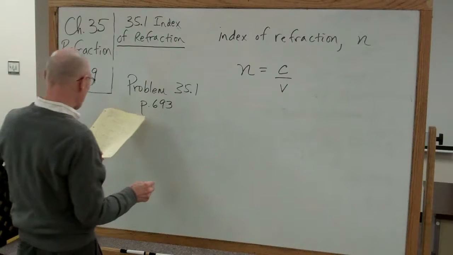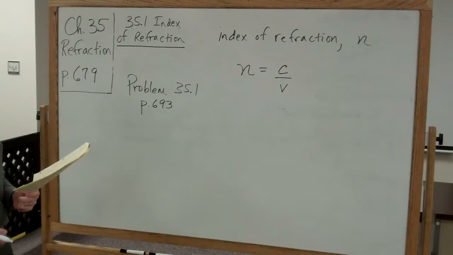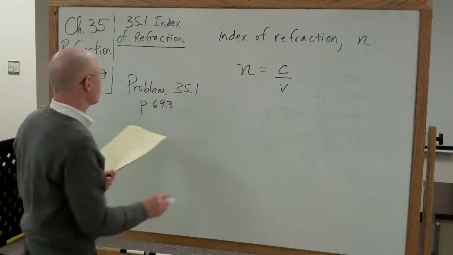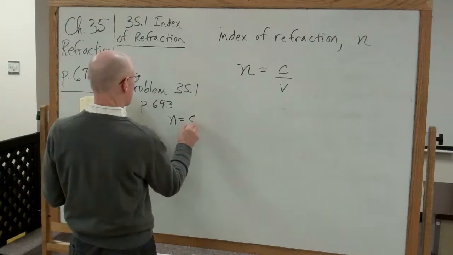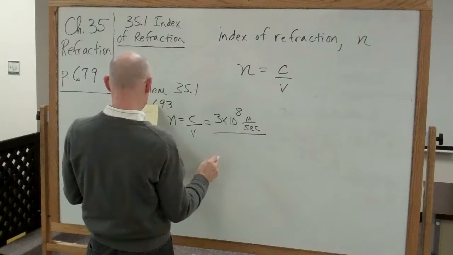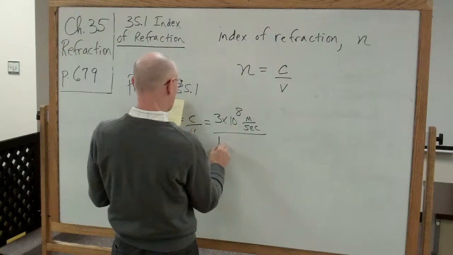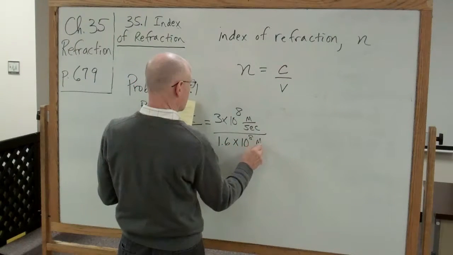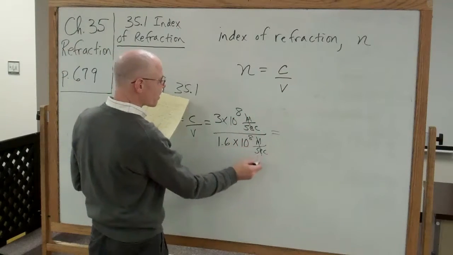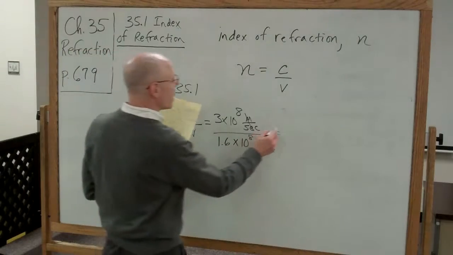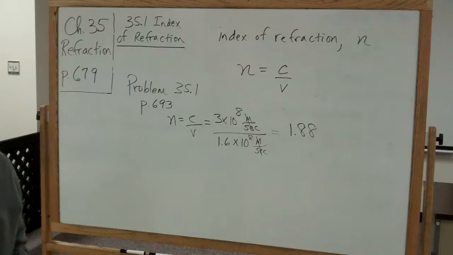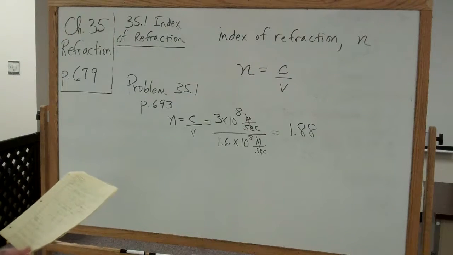Okay, so problem 35.1, you're asked to calculate an index of refraction. We don't know what type of material this medium is. However, we are told the speed of light in that medium. And that is... and you'll notice, as we discussed earlier, that all the units cancel out, so you're left with a unitless number, and you end up with 1.88. And again, the text is just continuing its routine of rounding everything to 3 significant figures.